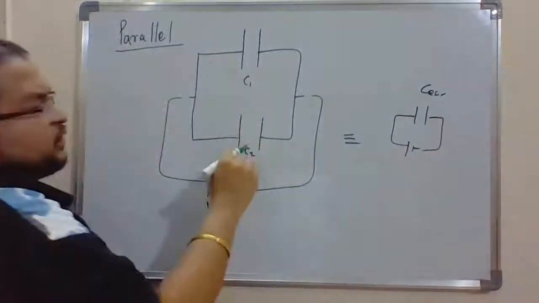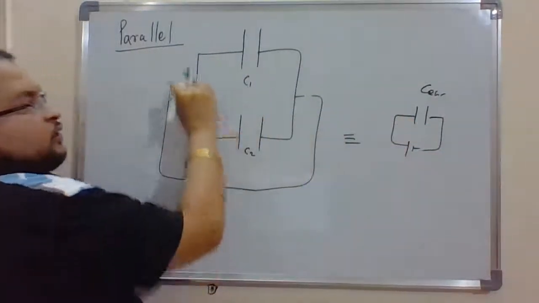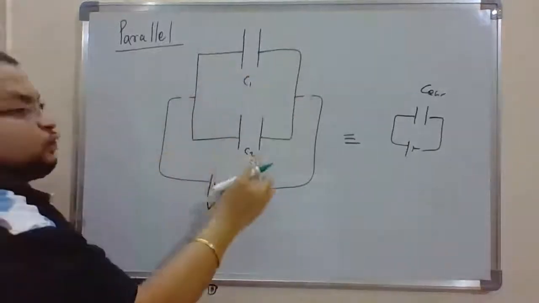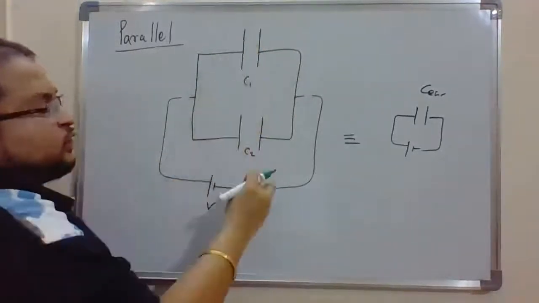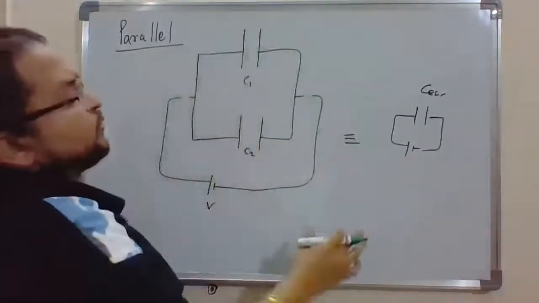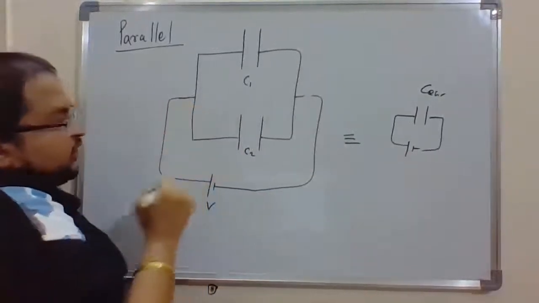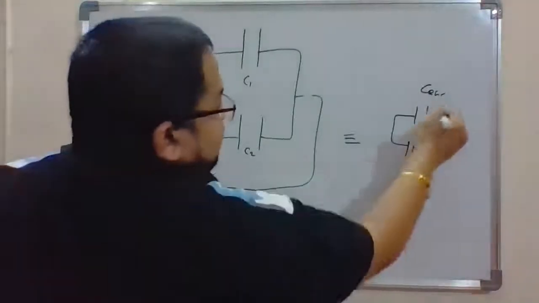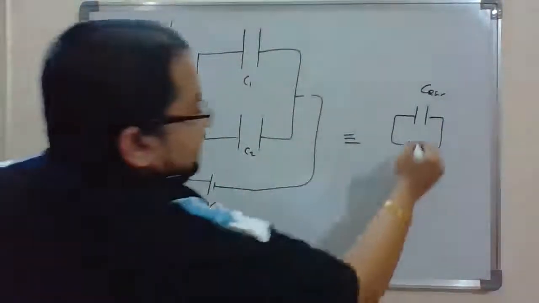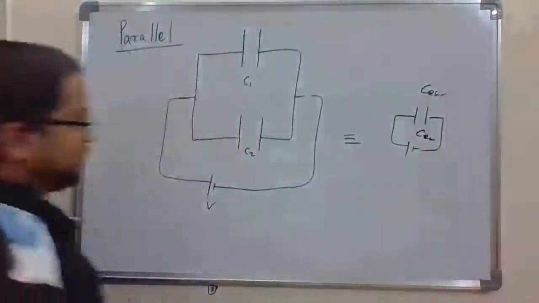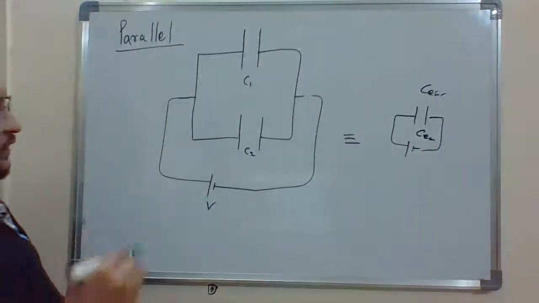So what should be the value of this C equivalent, which is equivalent to this entire geometry? Here we are seeing just two in parallel. It could also be a complex geometry. So C equivalent means we are connecting across the same 2 points. Okay. So we will find out what is the value of C equivalent.